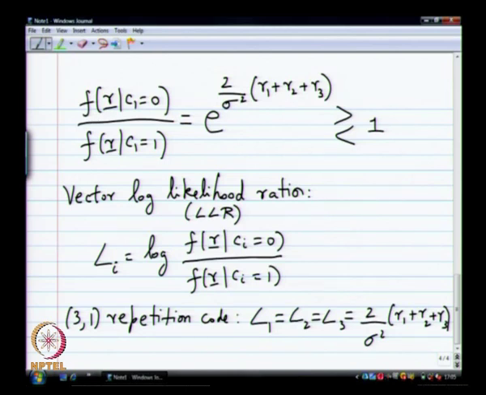So, for the 3-1 repetition code, the bitwise MAP decoder is the same as the ML decoder. The condition here is either this is greater than 0 or less than 0.